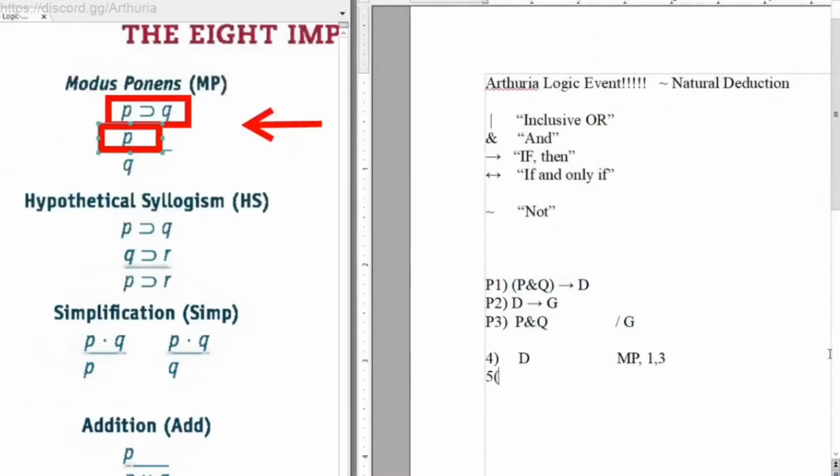Then in 5, I can do the same thing. Now that I have this D, I see that it's the left side of P2 and it's an if-then statement. So again, making the same mistake, I can write G by modus ponens of lines 4 and 2. Here, the conclusion matches, and I win the game. And that's how proofs work, basically. Any questions with this so far?